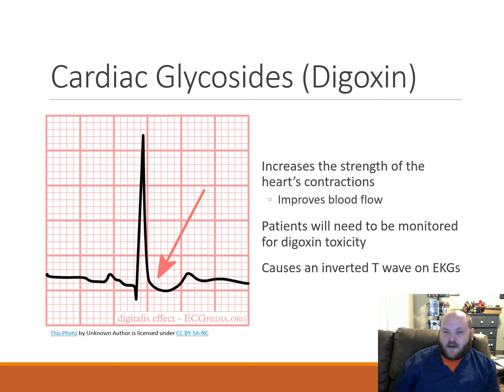Cardiac glycosides, or digoxin, improves the heart's ability to pump blood by making contractions stronger. It also decreases heart rate, which then in turn decreases the workload of the heart, allowing it to fill and pump blood more effectively. Patients who are on digoxin will need to be monitored for digoxin toxicity. Nurses need to always check the patient's apical pulse for a full minute prior to administration of digoxin.